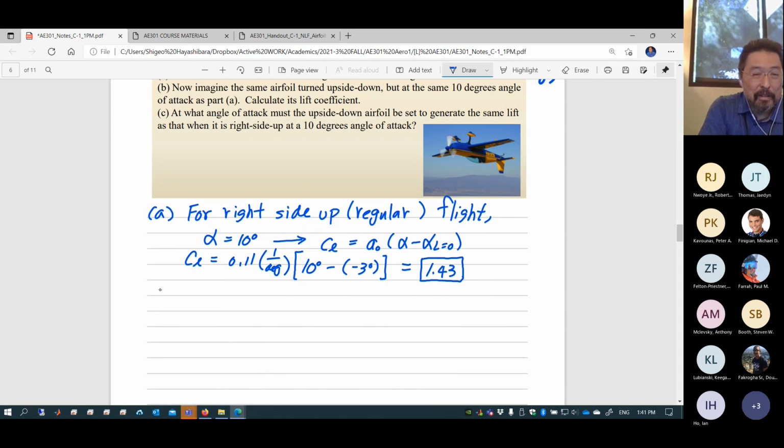So now this person starts saying, suppose tomorrow's check ride, I'm going to try inverted flight. Then you go like, yeah, for inverted, upside down flight.